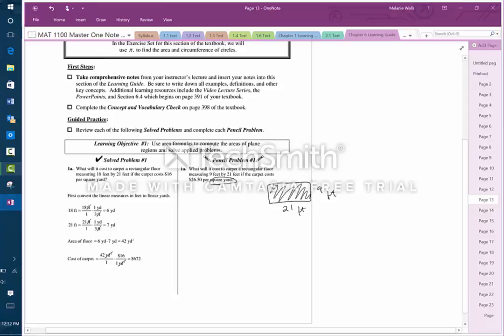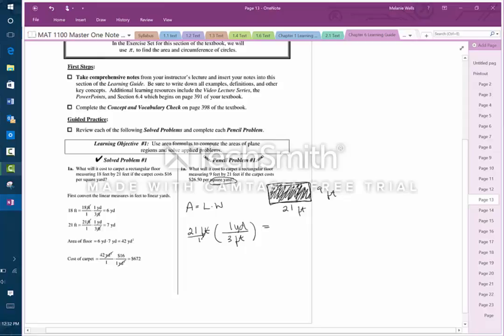Remember, we've had a problem before where we looked at fencing, that was perimeter. But area would be the amount of carpet that we need to cover that floor. Okay, so area, we know will be length times width. Let's go ahead and change these though to yards. So I'm going to change the 21 feet to yards using dimensional analysis. We know that 3 feet is equal to 1 yard.